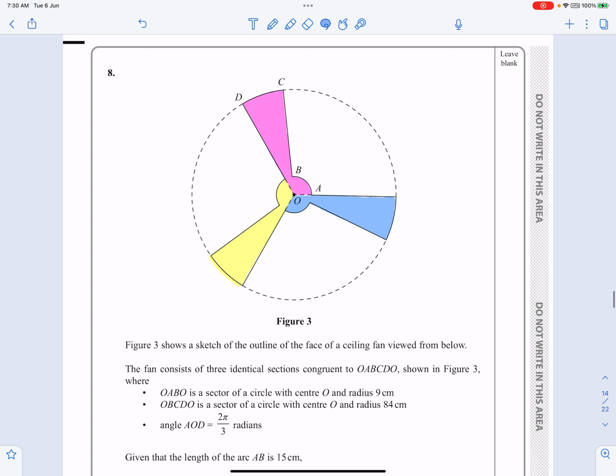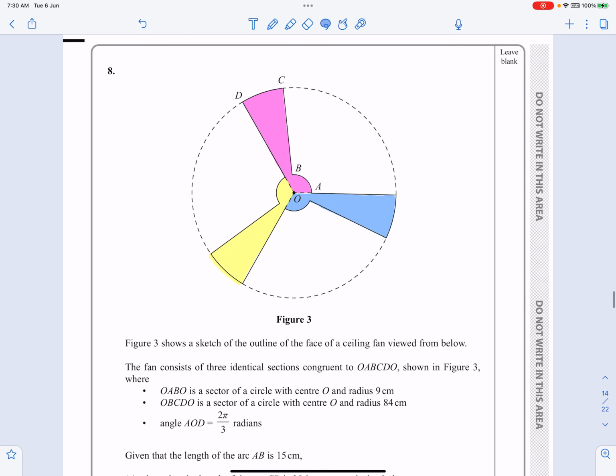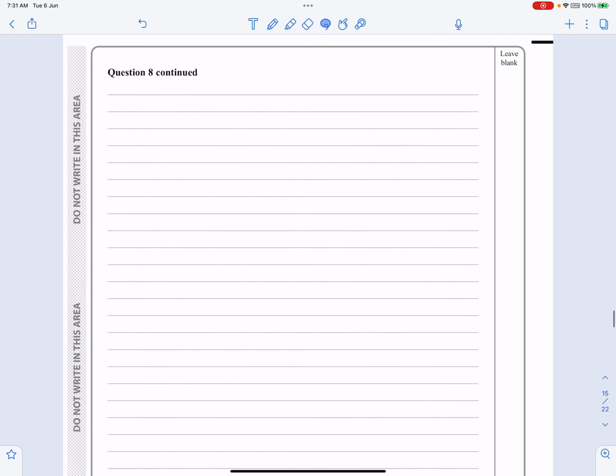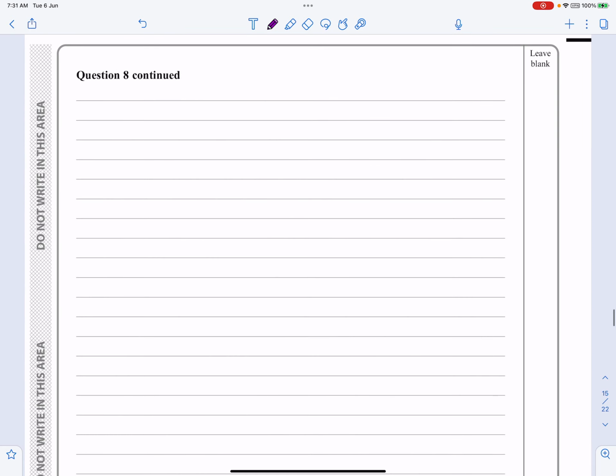What they're saying in this question is that you've got this fan, it's a ceiling fan, and it's made up of 3 shapes that are all the same. The pink one, the yellow one, and the blue one are basically the same shape, just repeated. And then they're going to ask me various different questions about it. So in order to do a little bit of work on this, first of all, let's draw out what we've actually got there.